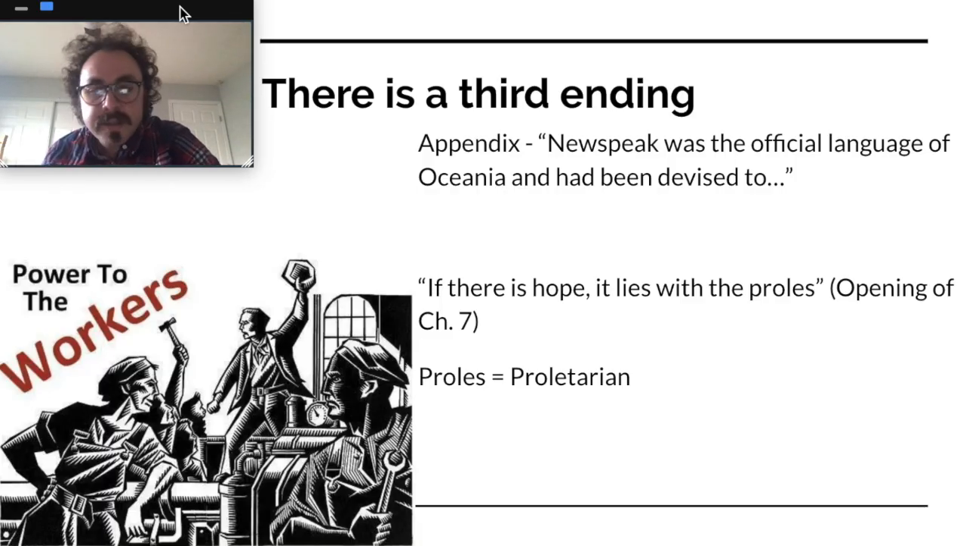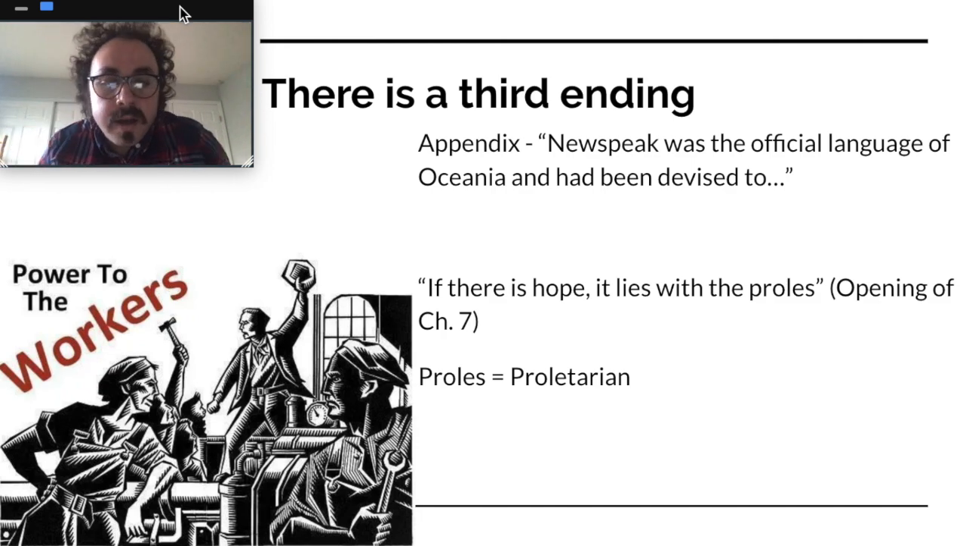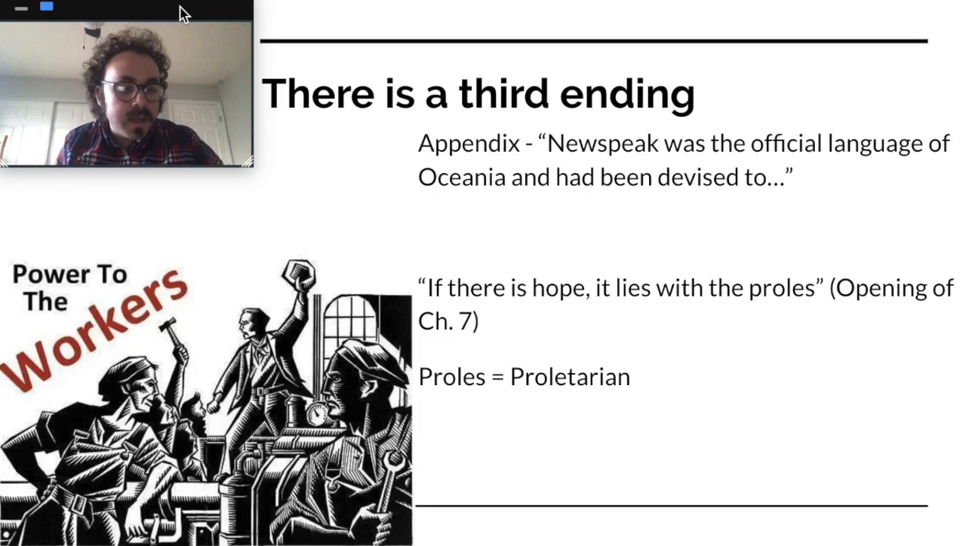So did you guys figure out the ending? What tense is this first sentence in? Newspeak was the official language of Oceania and had been devised to meet the ideological needs of INGSOC. It's in the past tense. Someone is writing about Big Brother as if it was in the past, and as if Newspeak was in the past. It no longer exists from the perspective of this appendix.